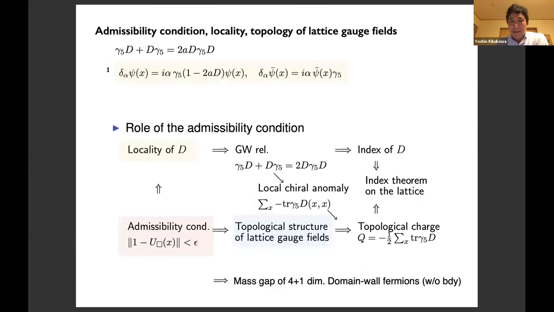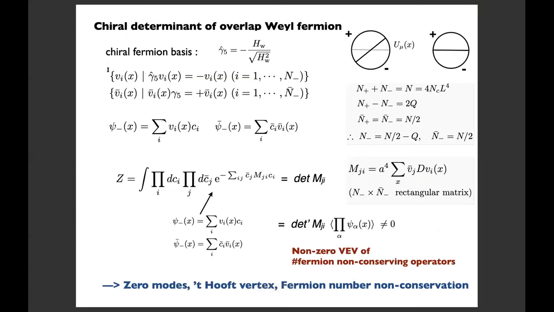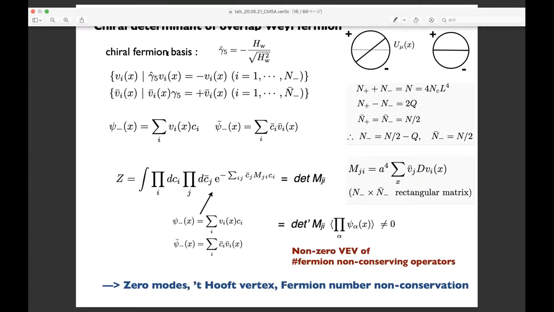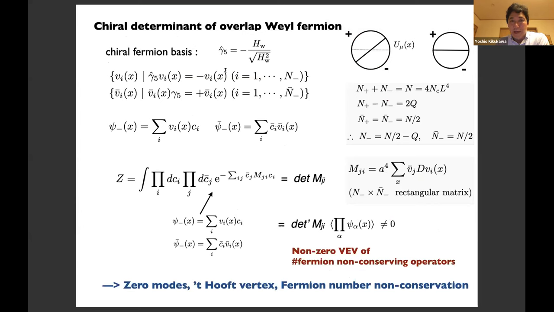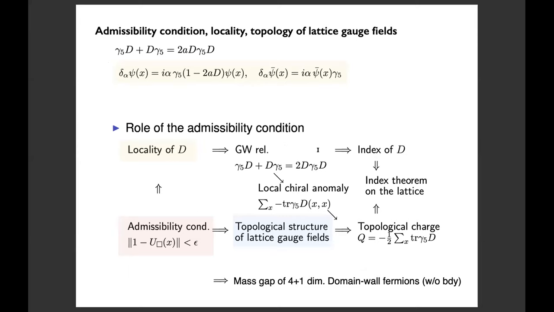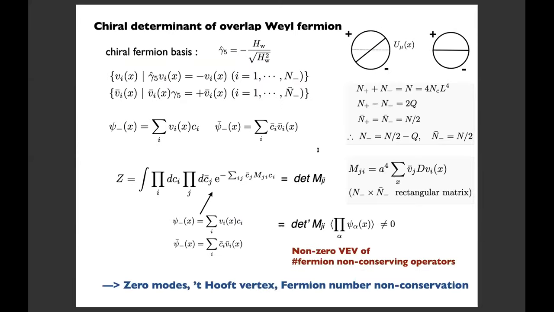Okay, and another point I would like to comment on is about the property. May I also ask something? Yes. About this index theorem for finite lattice spacing, assuming this admissibility condition, is it true that you can compute the index just by looking at the link variables, as you can do in the continuum? It should be a topological invariant of the... Yes.